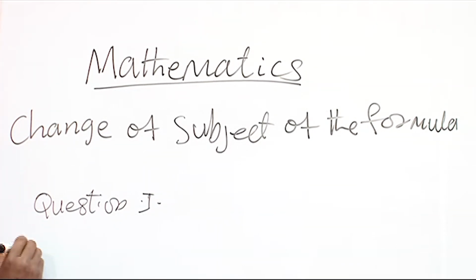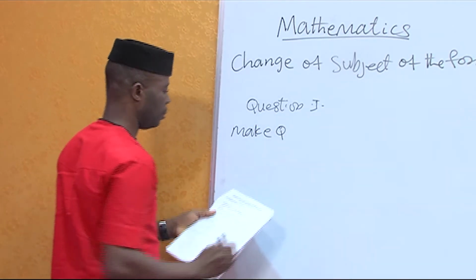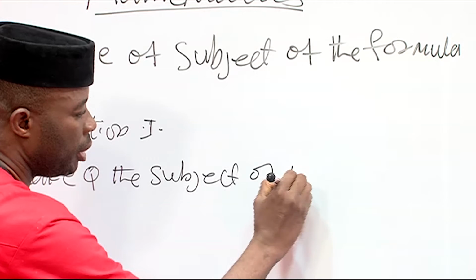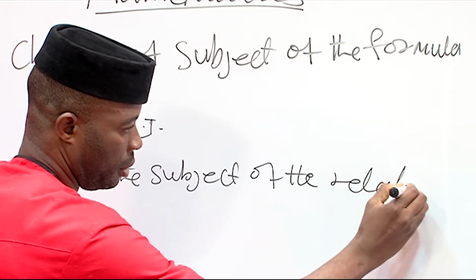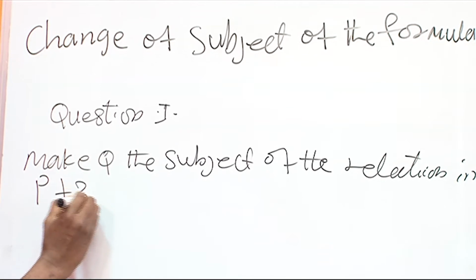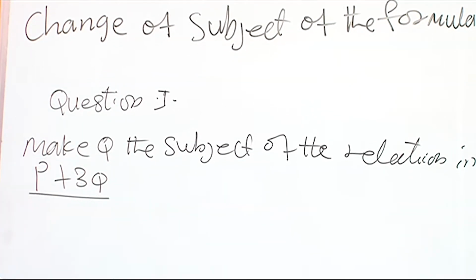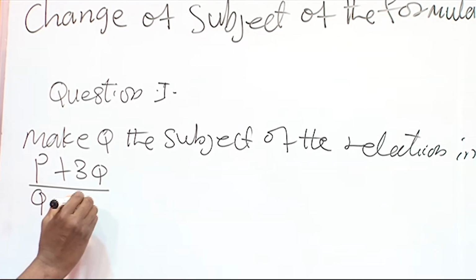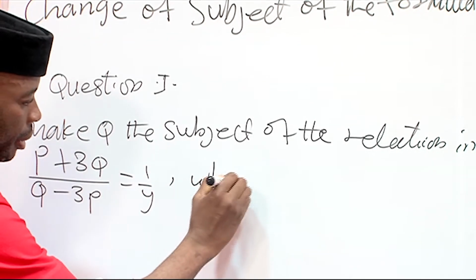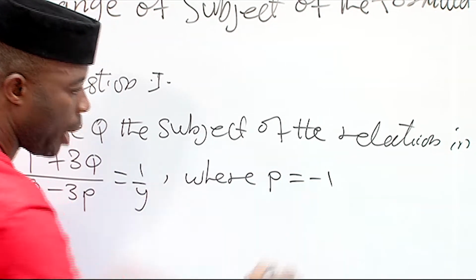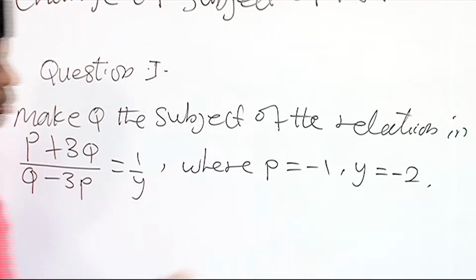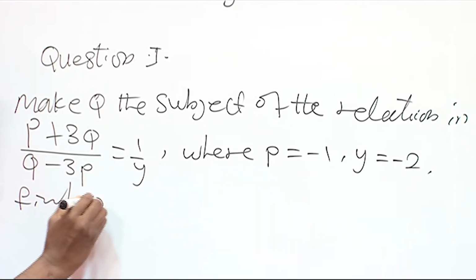Make Q the subject of the relation (P plus 3Q) all divided by (Q minus 3P) equals 1 over Y, where P is equal to minus 1, Y is equal to minus 2. The question is: find Q.